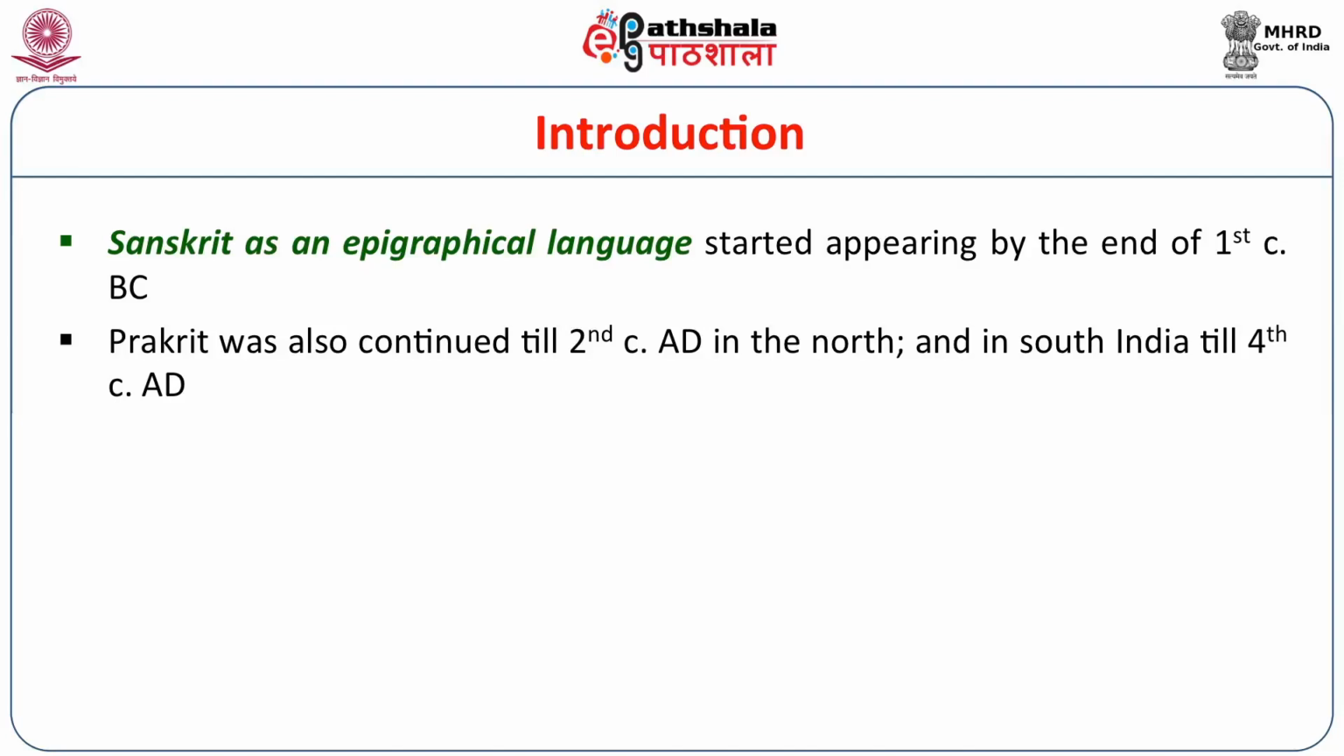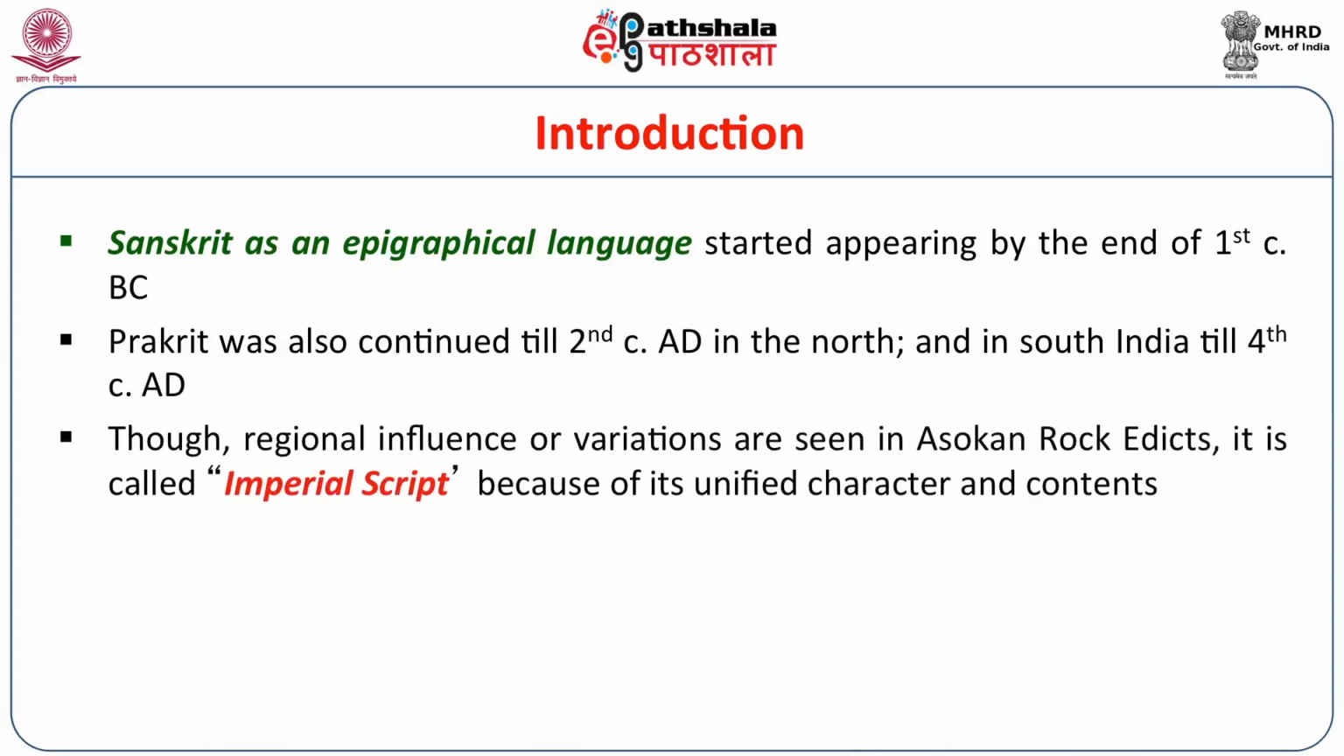As we observed earlier, though the inscriptions are found in almost all parts of India with all regional variations, the Ashokan edicts are called the imperial script, because one major royal charter was there, and he carried all the messages throughout the Indian subcontinent.